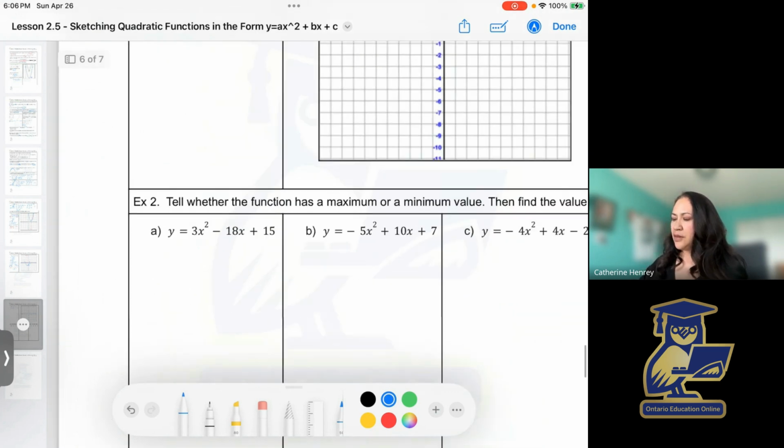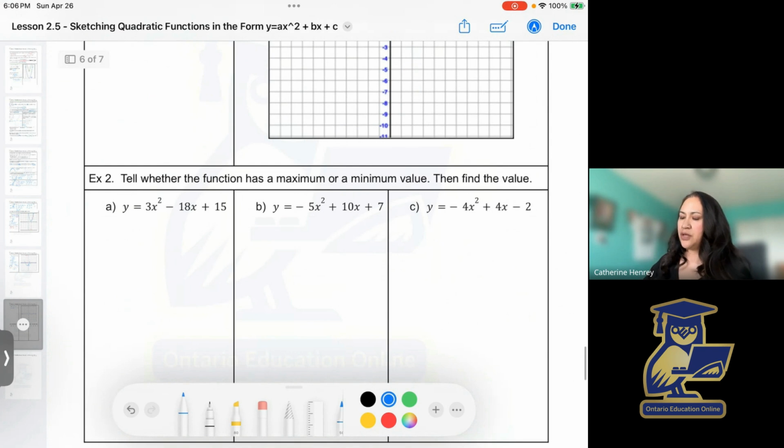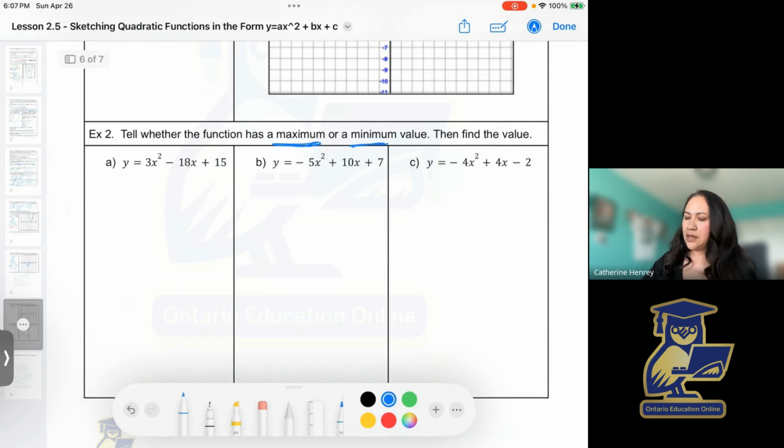And then here with some of our last examples, we just want to be able to tell whether these functions have a maximum or a minimum. So here, A is 3. That's positive. That means the function opens up, and so we have a minimum.